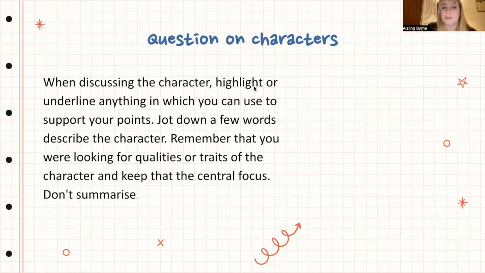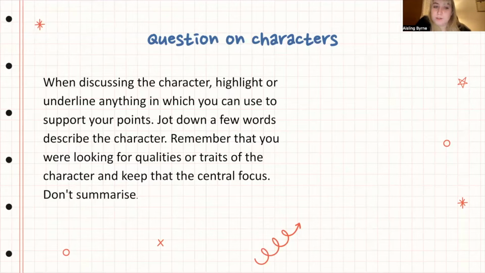So when you're discussing the character, highlight or underline anything which you could use to support your points. This is when we have our unseen one. So if we're asked about a character on an unseen extract, we would underline parts of the extract where we're really seeing some characteristic traits, or what they look like, what the author has told us about them, what they've said about themselves, what other characters might have said about them, or even what their actions are telling us.